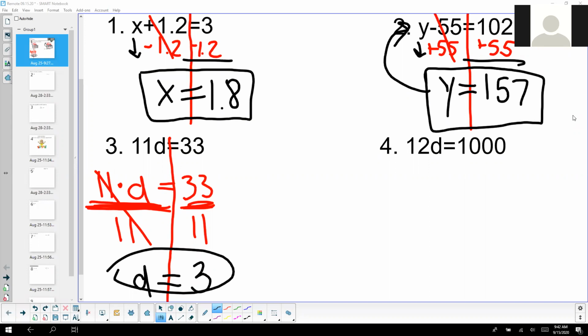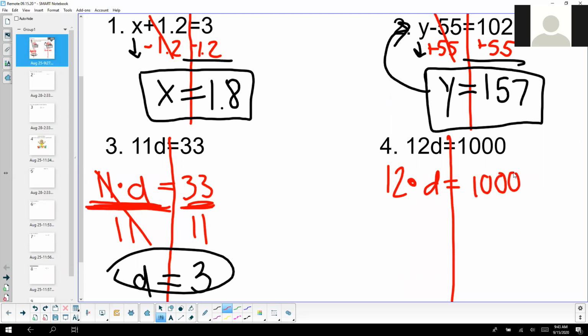All right, so number 4, I've got 12d equals 1,000. What I'm going to do is draw my wall, because I want to do each step to both sides. When I've got a coefficient and a variable next to each other, that number in front of the variable, just smushed right against each other, I'm going to rewrite it for you until we get used to this. 12d is the same thing as 12 times d.